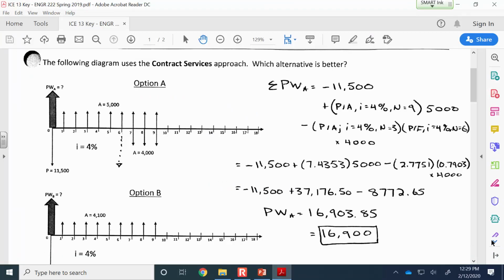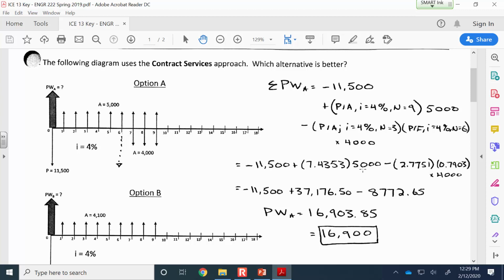So here's how we're calculating option A. There's the $11,500 that's a cost already at the present, and then the $5,000 in annual revenue taken to the present by multiplying it by the P/A factor, and then subtract, because it's a cost, the $4,000. And you'll notice I just multiplied these two factors together sequentially. There's the P/A factor, which gets it to year 6, and then the P/F factor gets it from year 6 to year 0.